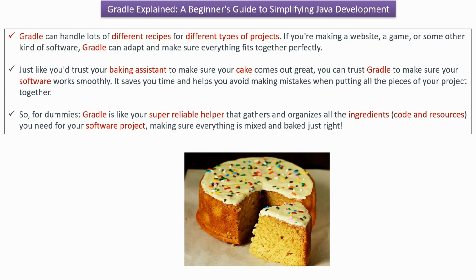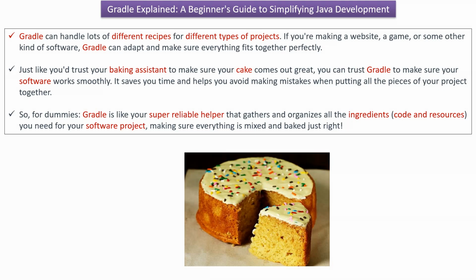Gradle can handle lots of different recipes for different types of projects. If you are making a website, a game or some other kind of software, Gradle can adapt and make sure everything fits together perfectly. Just like you trust your baking assistant to make sure your cake comes out great, you can trust Gradle to make sure your software works smoothly. Gradle saves you time and helps you avoid making mistakes when putting all the pieces of your project together.